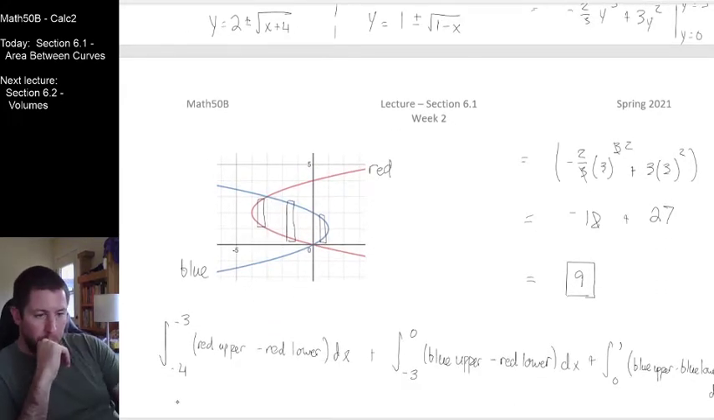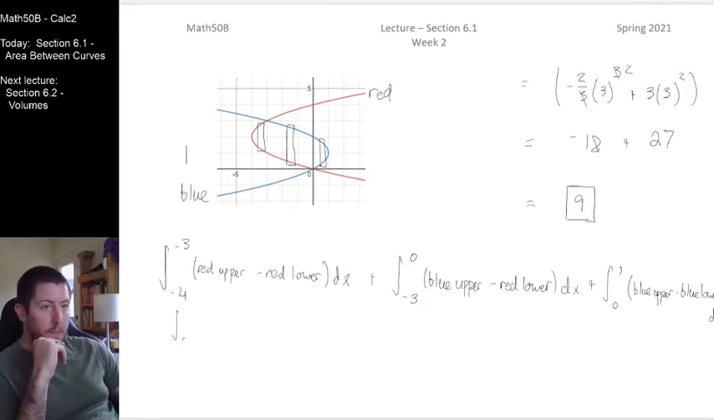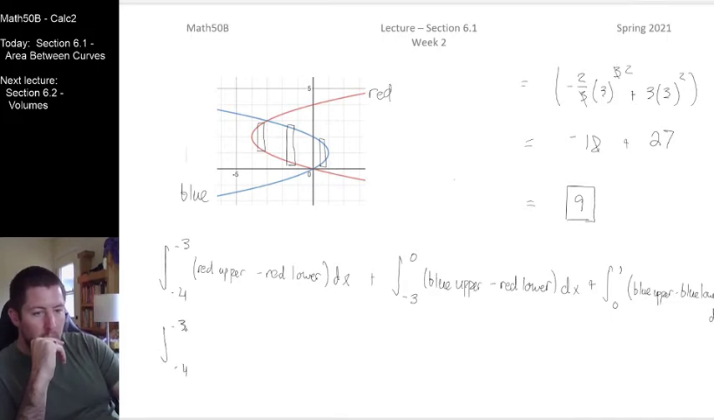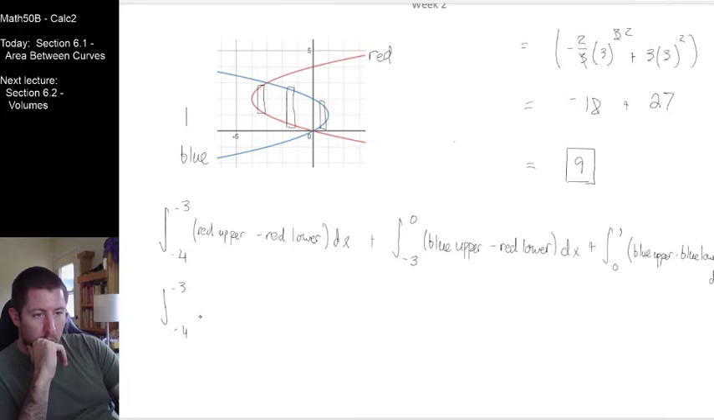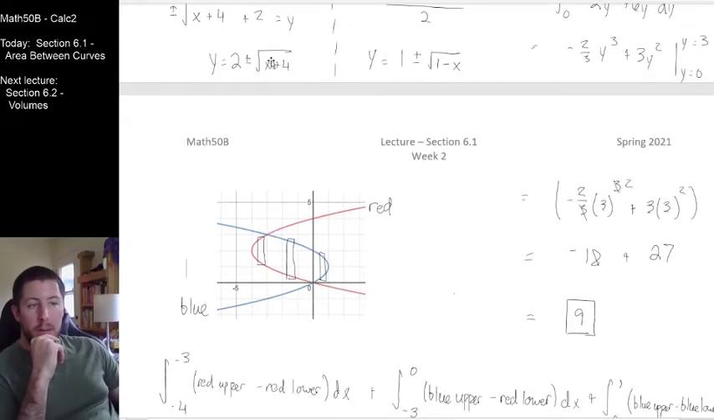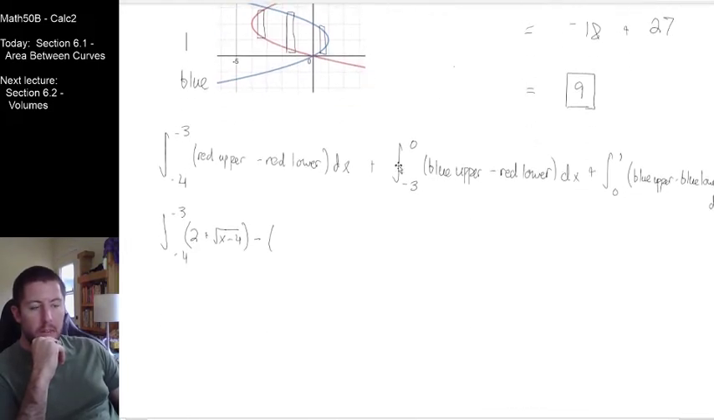So I am seeing the integral from -4. That's not going to let me do it, is it? Gosh. So red upper is going to be the positive version of the square root, so 2 plus the square root of x plus 4. Minus red lower. Red lower is going to be the negative version of the square root, so 2 minus the square root of x plus 4.